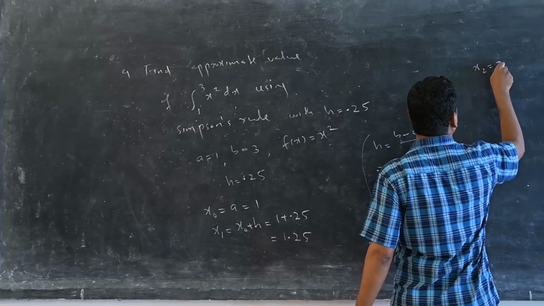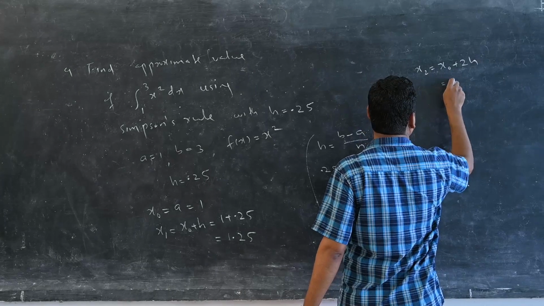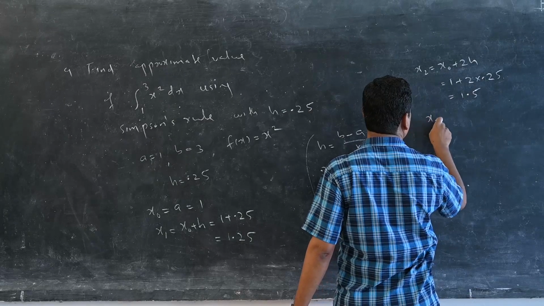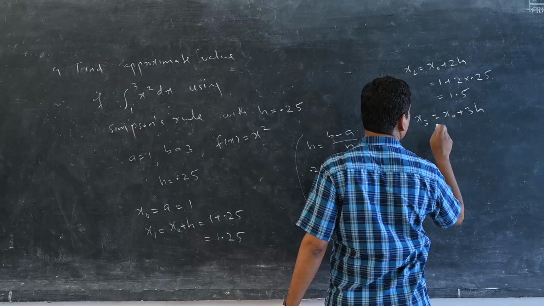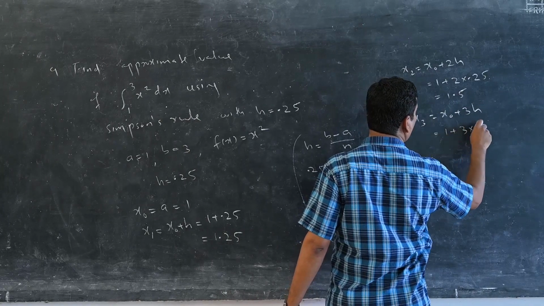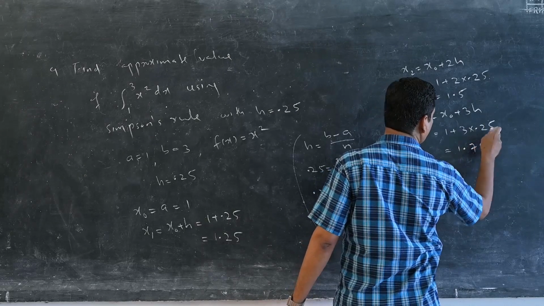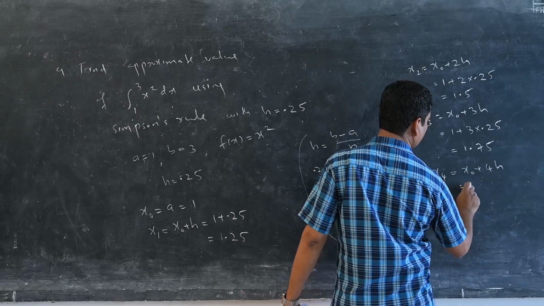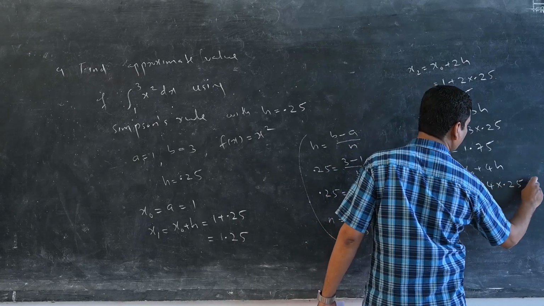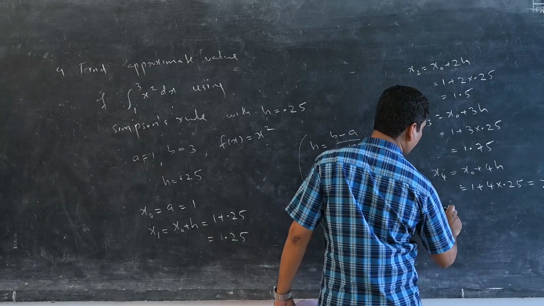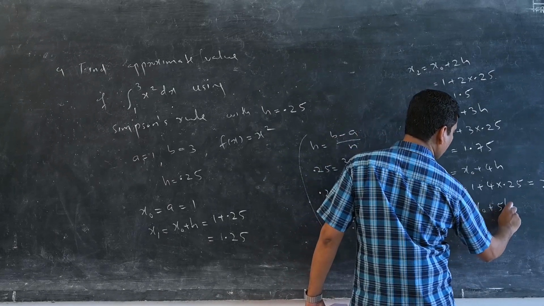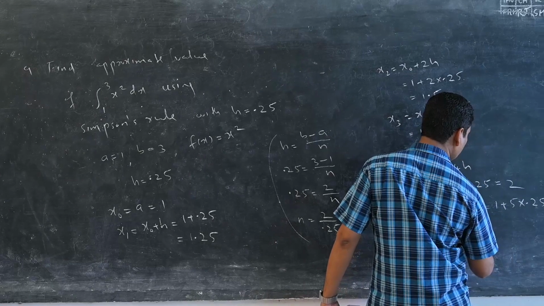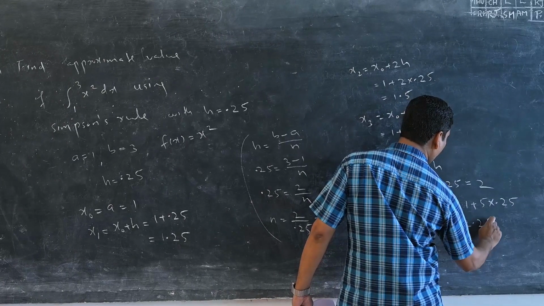x2 is equal to x naught plus 2h, 1 plus 2 into 0.25, it is 1.5. x3 is equal to x naught plus 3h, 1 plus 3 into 0.25, 1.75. x4 is equal to x naught plus 4h, 1 plus 4 into 0.25 is equal to 2. x5 is equal to x naught plus 5h, 1 plus 5 into 0.25 is equal to 2.25.